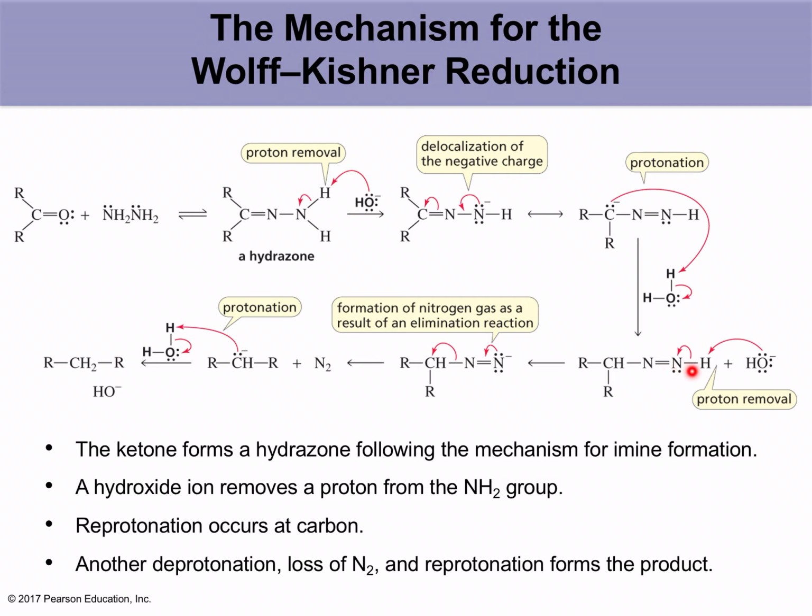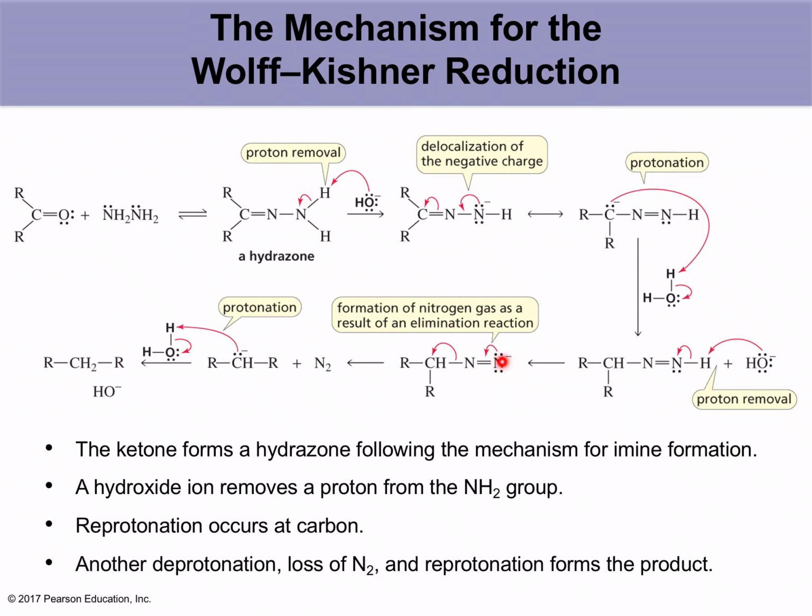Now this is the product we get from this protonation. Now what's going to happen next? We are still in the basic medium, hydroxide. OH minus is going to grab this second hydrogen on this NH2 group and give its electron to this nitrogen. Okay, let's see what's going to happen now.